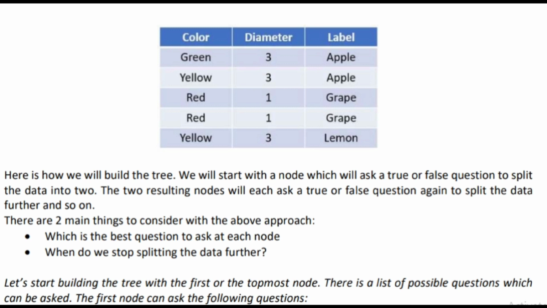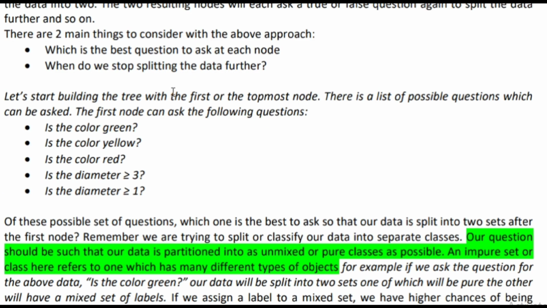Let's start building the tree with the first or the topmost node. There is a list of possible questions which can be asked. The first node can ask the following questions. Question number 1. Is the color green? Second question. Is the color yellow? Third question. Is the color red? Fourth question. Is the diameter greater than or equal to 3? Fifth question. Is the diameter greater than or equal to 1?